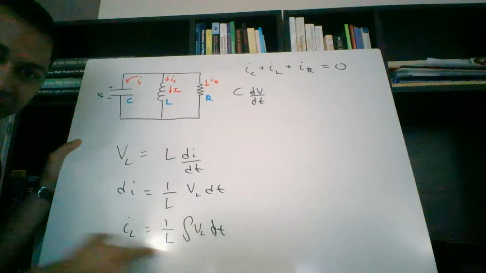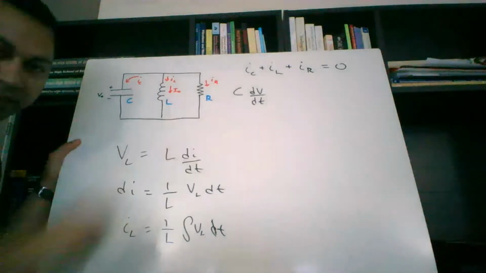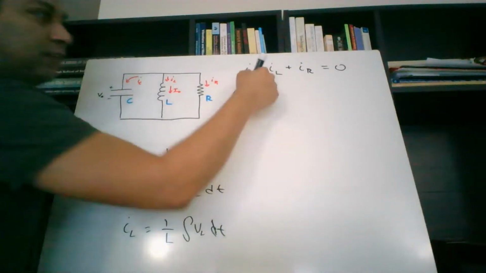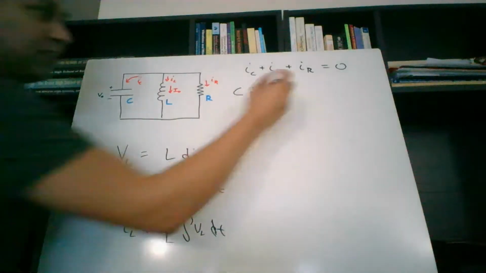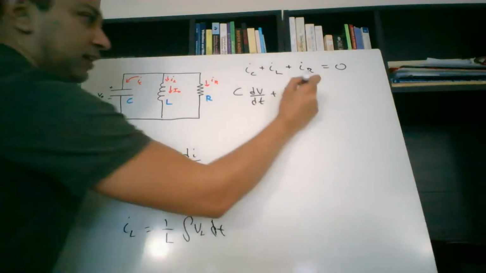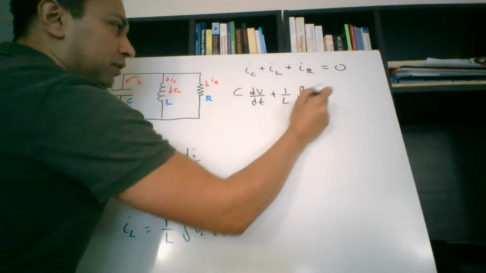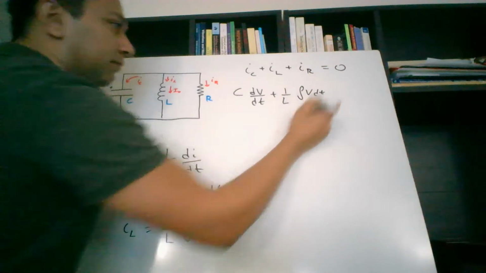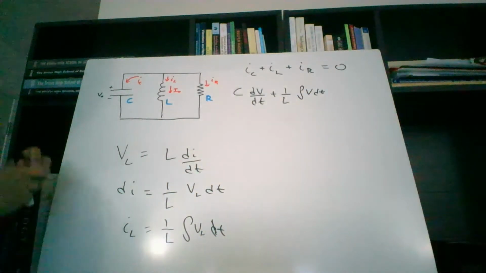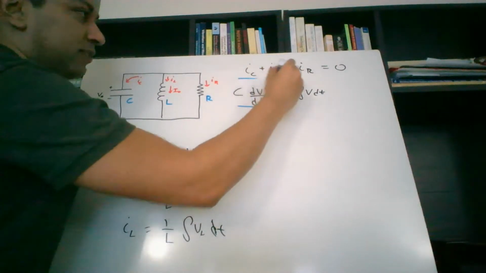So hopefully you can see where I'm getting this from. And I'm going to get rid of that subscript when I plug it into here. So the current of the inductor is going to be given as 1 over L, the integral of the voltage multiplied by dt. So we have the current of the capacitor. We've solved for this. We've now solved for this.